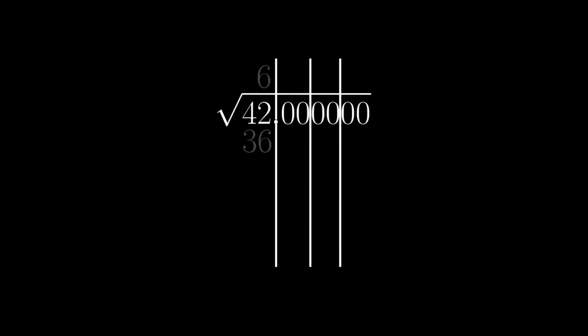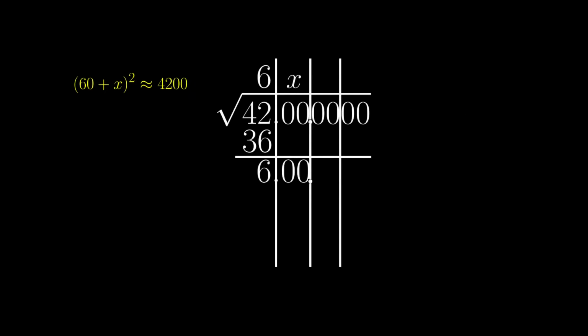In the first step, we write down the number whose square is just less than 42, in this case 6, and perform subtraction like you do in division. Since square root of 4200 is equal to 10 times square root of 42, we can move the decimal point one slice to the right without affecting the quotient. Then we want to have 60 plus x squared just under 4200. And from the subtraction process, we have 4200 minus 60 squared equals 600.